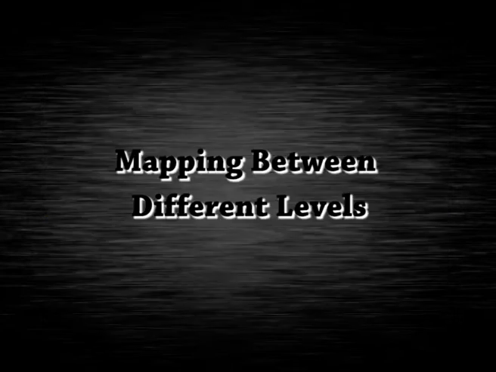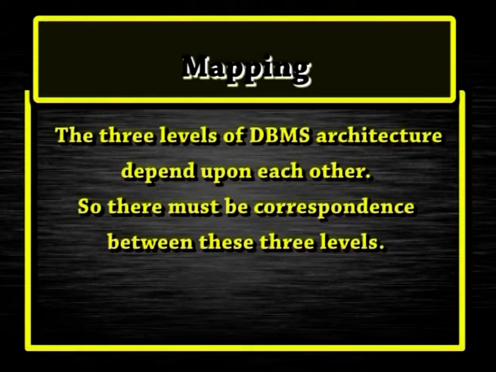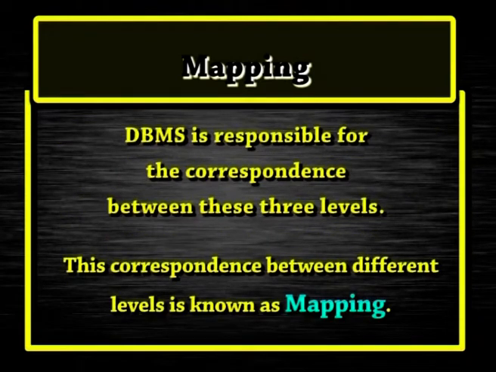Now, we come to the mapping between the different levels. The three levels of DBMS architecture depend upon each other, so there must be correspondence between these three levels. DBMS is responsible for the correspondence between these three levels. This correspondence between different levels is known as mapping. The requests specified in the external level are transformed into requests against the conceptual view and then into a request in the internal view for processing over the database. Then the resultant data must be reformatted into the form requested by the external view, which is provided through the mapping between various levels, or we can say views.